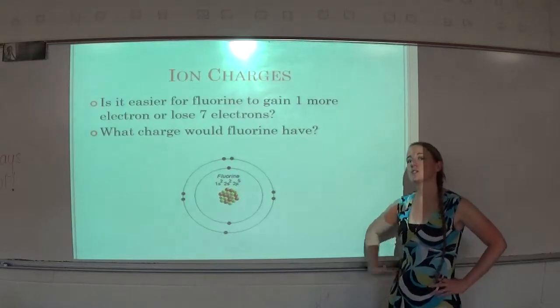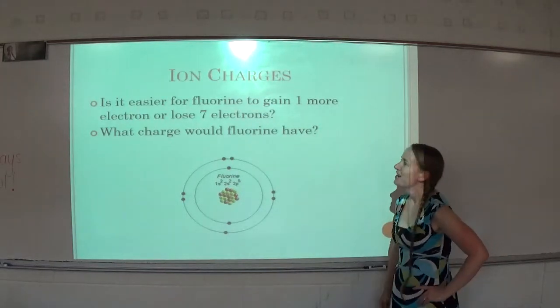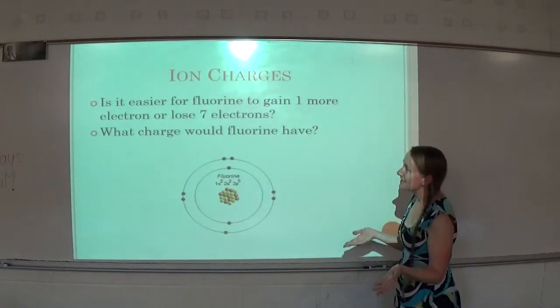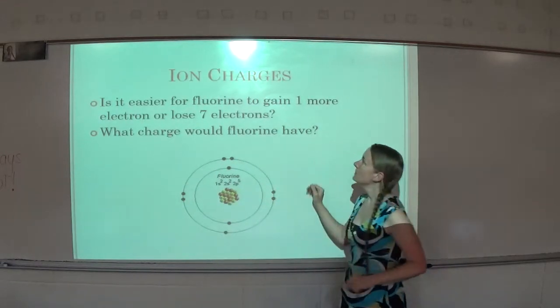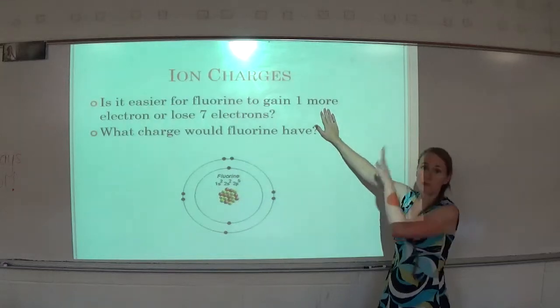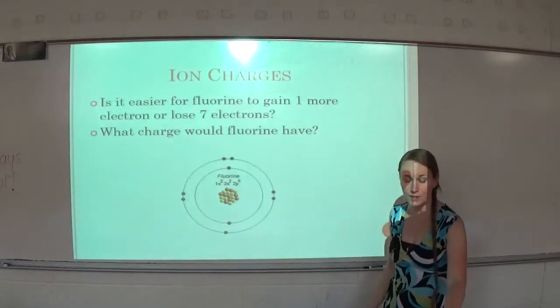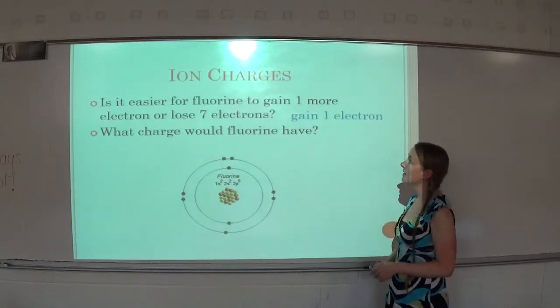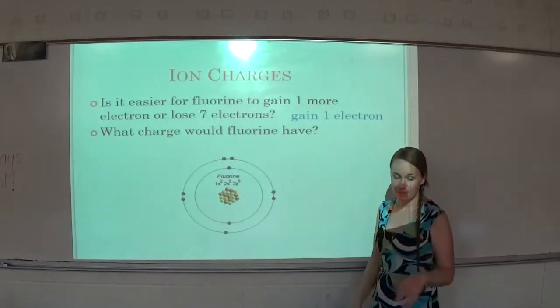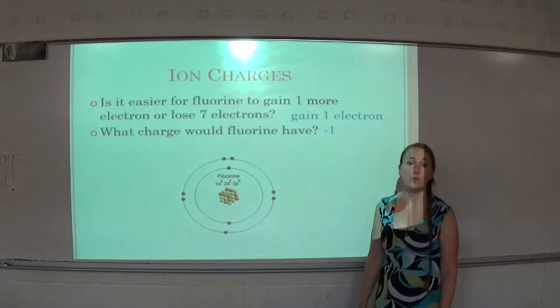Moving on, don't worry, we're just going across the periodic table once. Moving on to fluorine in group 17. So fluorine has 7 valence electrons. So is it easier for it to gain 1 more or lose all 7? Well, obviously, hopefully you've gotten the pattern now. It's easier for it to gain 1. And so what charge would it have? Well, if it gains 1 extra negative, it would have a negative 1 charge.